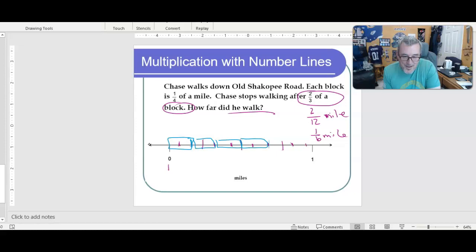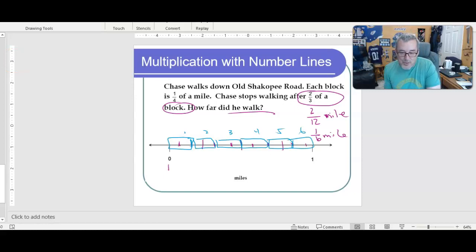Hang with me. There would be 1, 2, 3, 4, 5, 6. So if I broke up into 1/6 of a mile, that 2/3 of a block, or 2/12 of a mile, is also 1/6 of a mile in blue. So you can see it equivalently depending on how you cut up the mile into 12ths or into 6ths. All right, so a number line can also be a valuable tool, and we can see the algorithm as well.